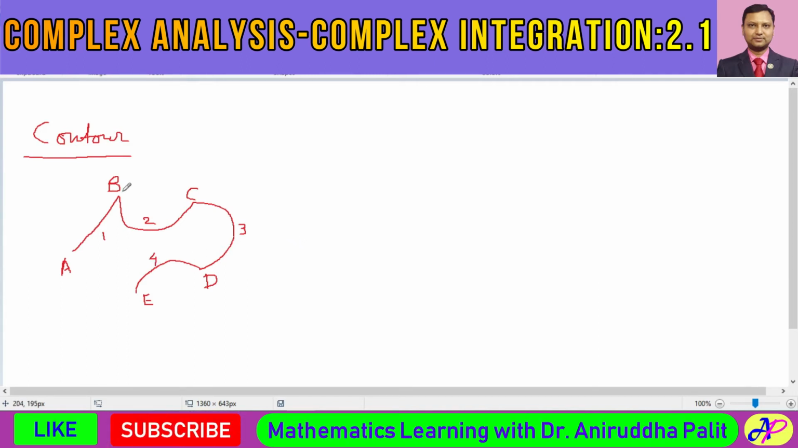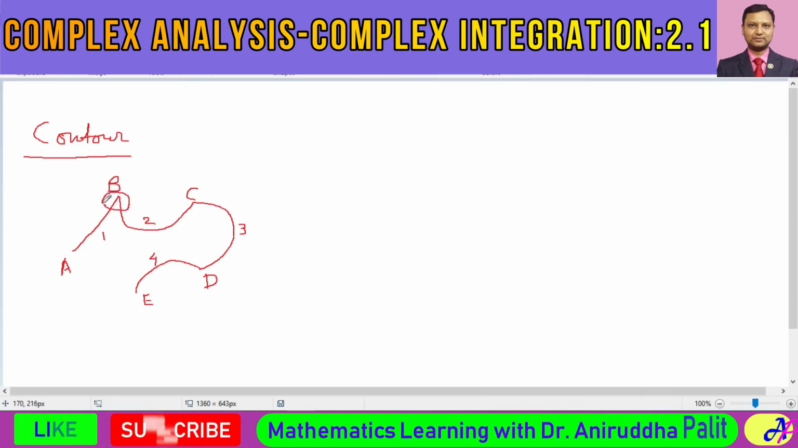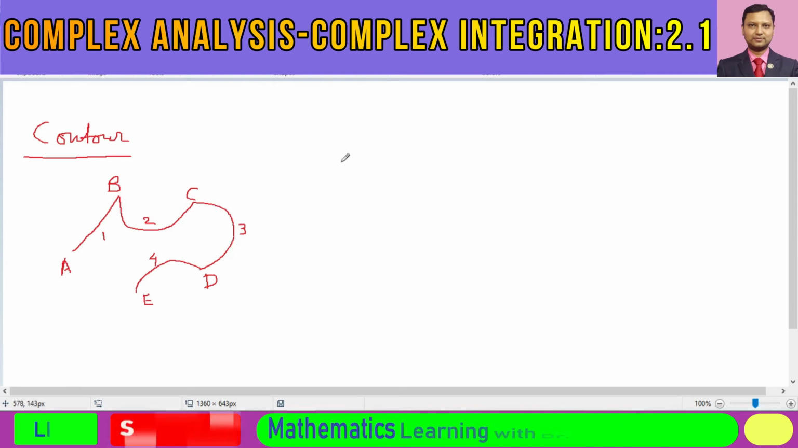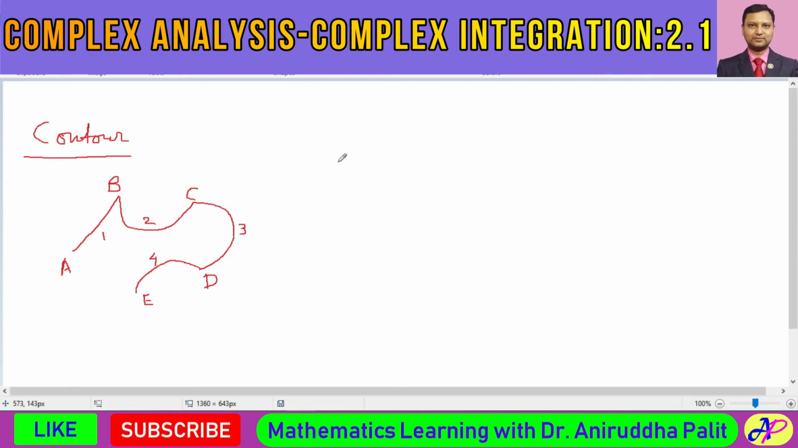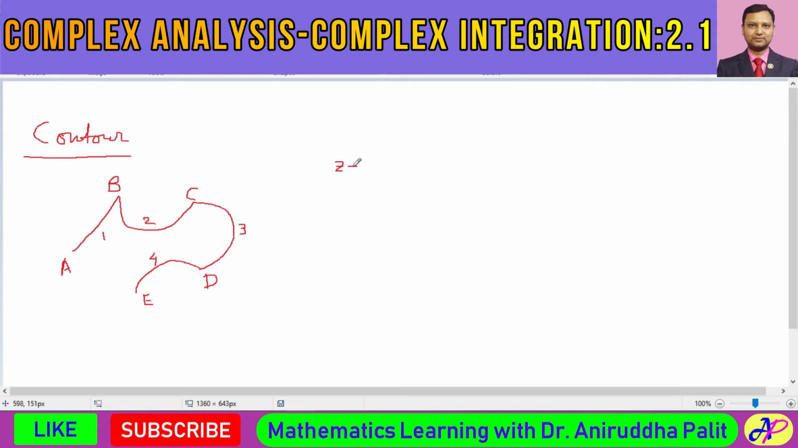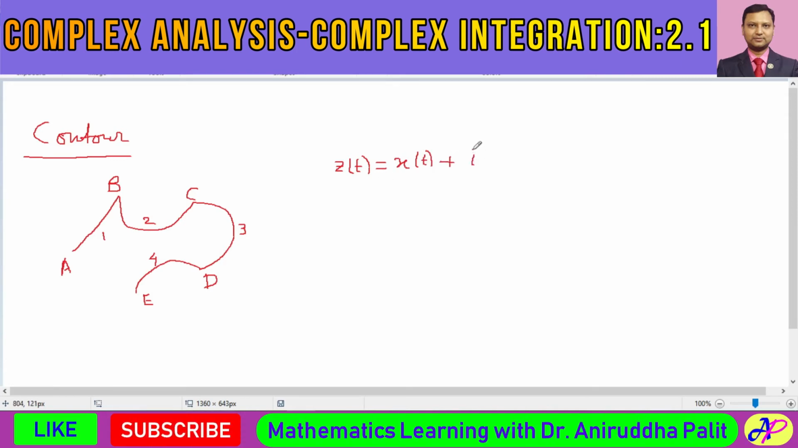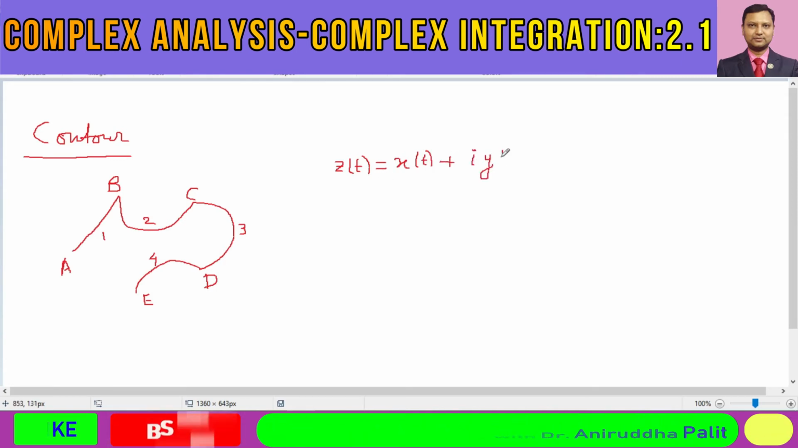Now over here, you see this kind of bending at this point. This kind of sharp bending would say that this should be a Jordan curve. That means z of t would have this type of representation: z of t is equal to x of t plus i into y of t.